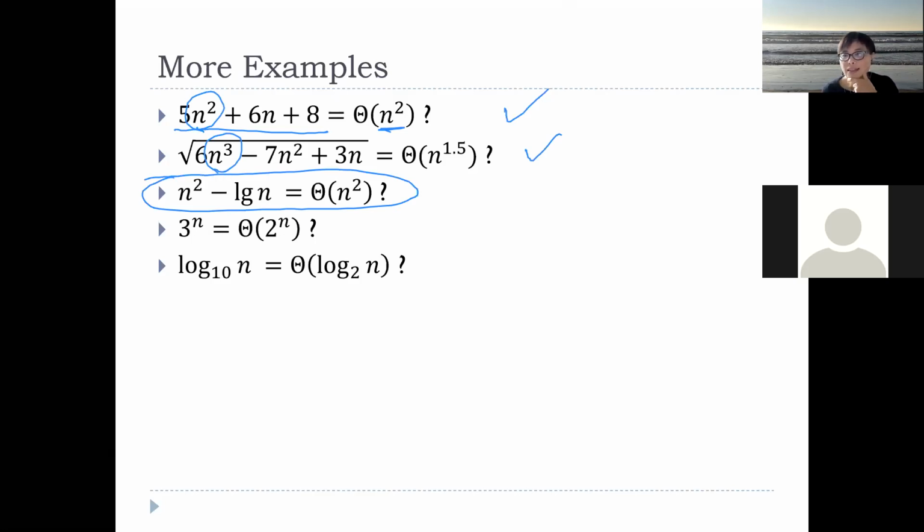What do you think? How many of you think this one is not correct?